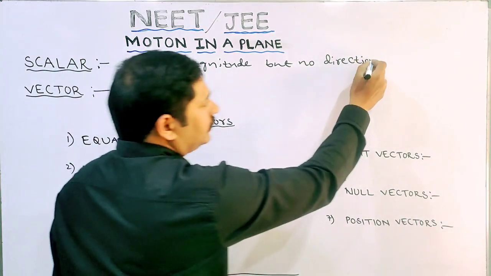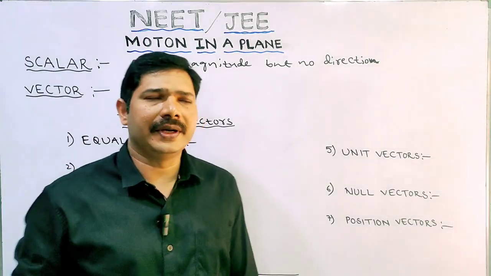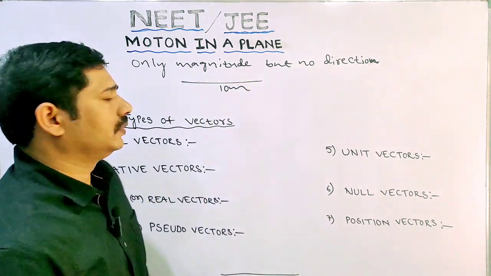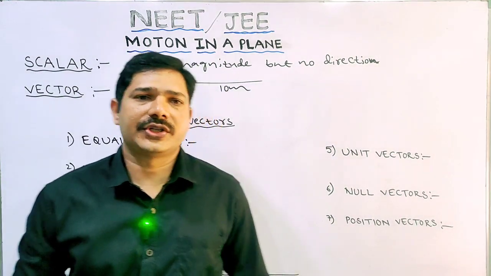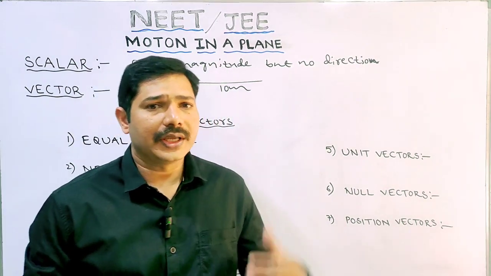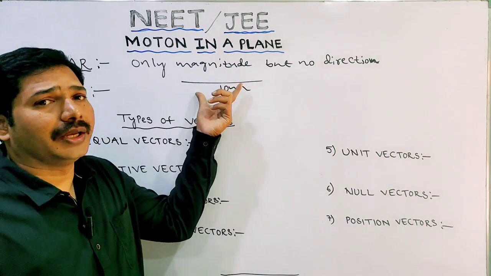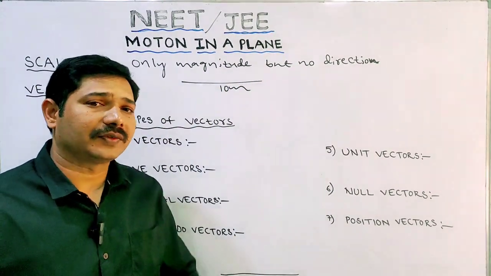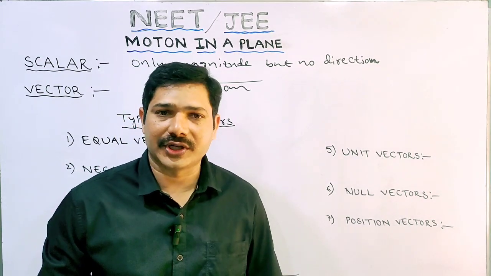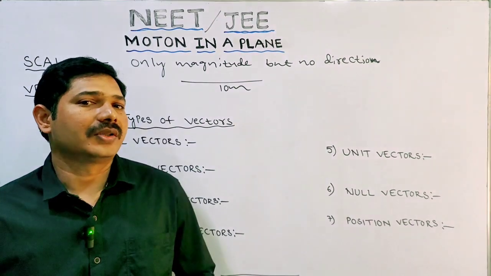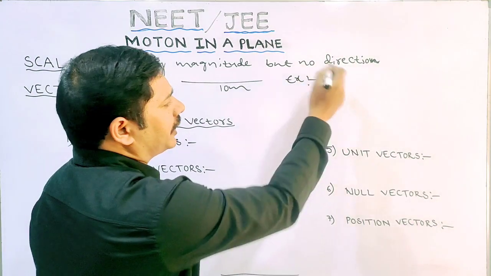Example: a person traveled 10 meters distance. Which direction? Don't know. Just 10 meters distance traveled. So here magnitude is there, but direction is not there. Eastwards or westwards, northward or southward, we don't know the direction. Such quantities are called scalar quantities.